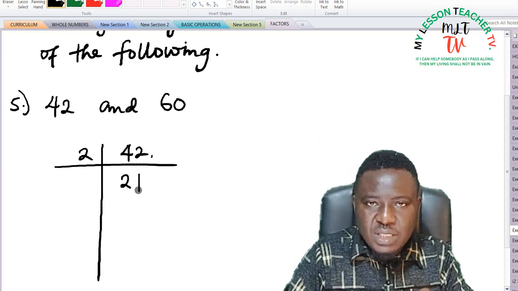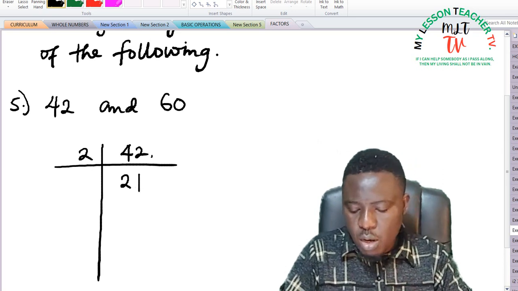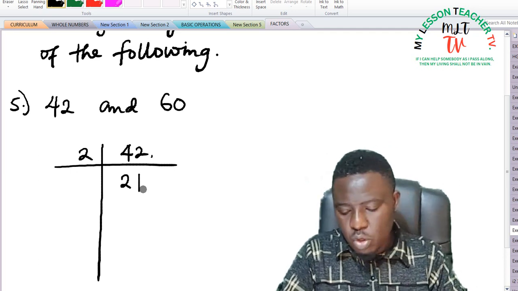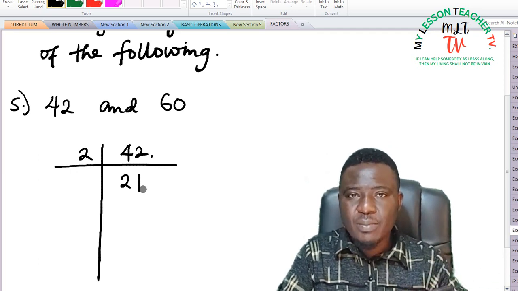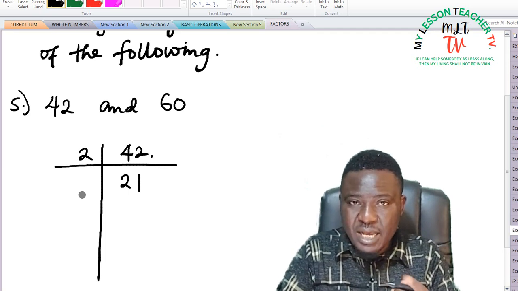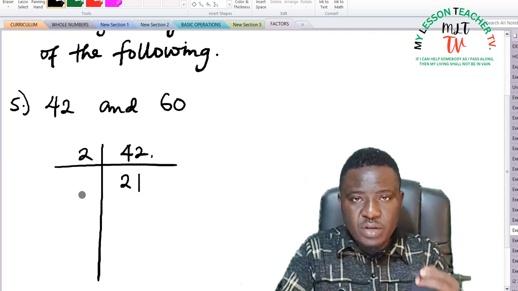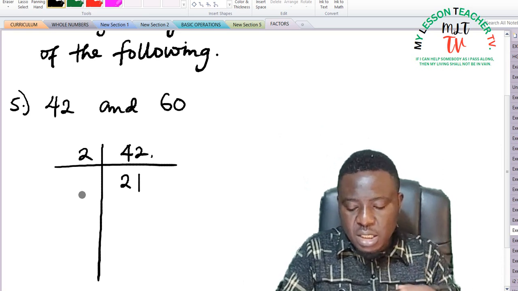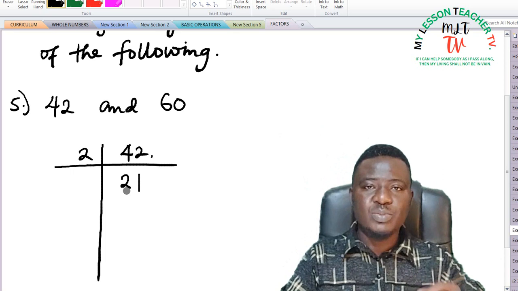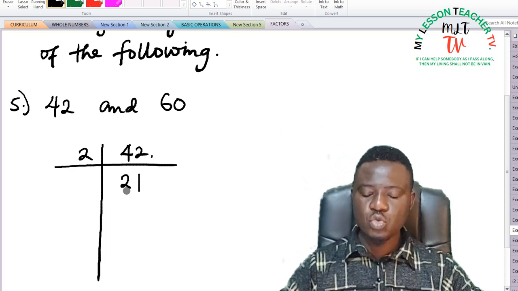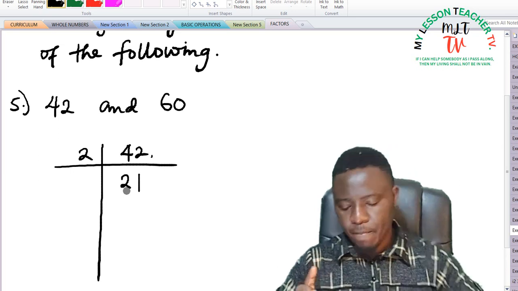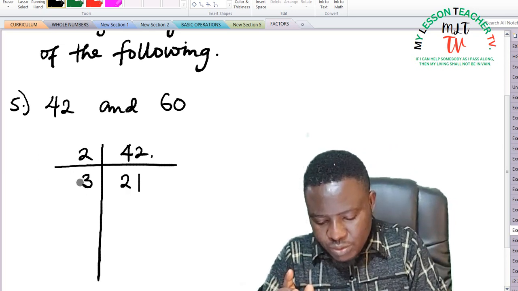Is 21 divisible by 2? No, because the last digit, which is 1, is not divisible by 2. So we test using the next prime number, which is 3. Is 21 divisible by 3? Yes, because the rule for divisibility by 3 says that the sum of the digits in that number must be a multiple of 3. And if you add 2 plus 1 it is 3, so 3 is divisible by 3. So 21 is said to be divisible by 3.